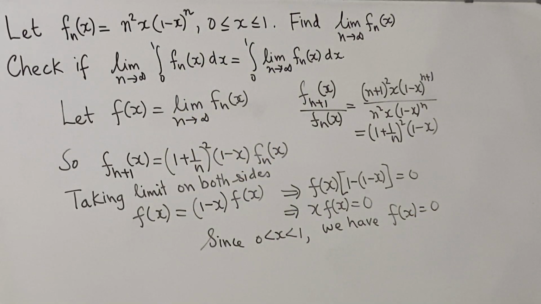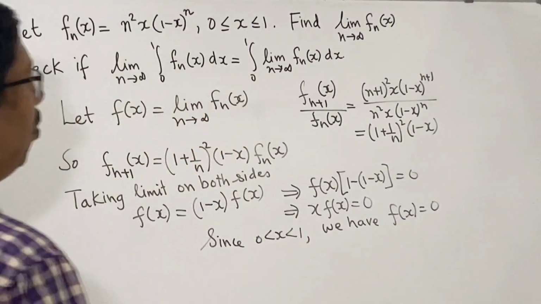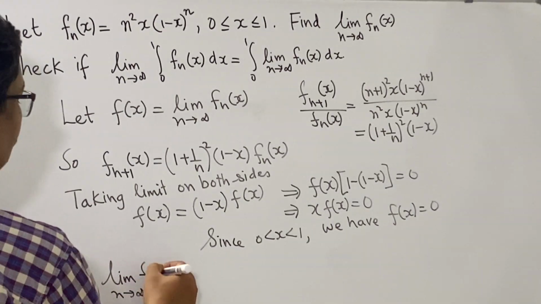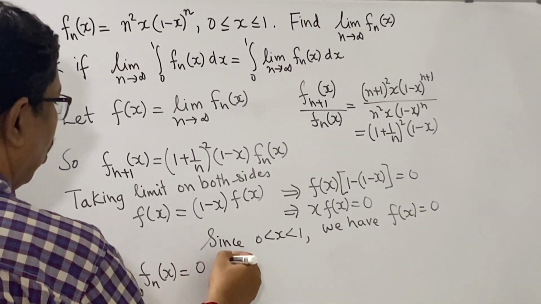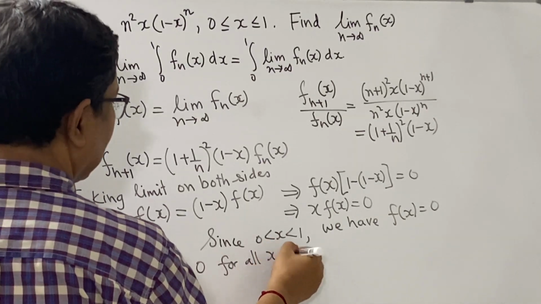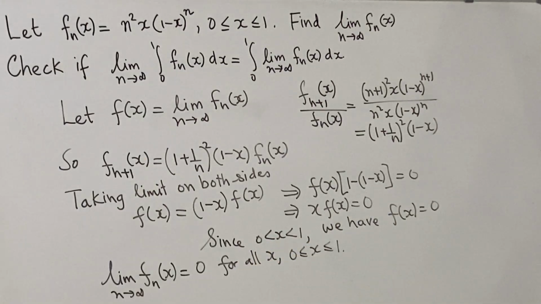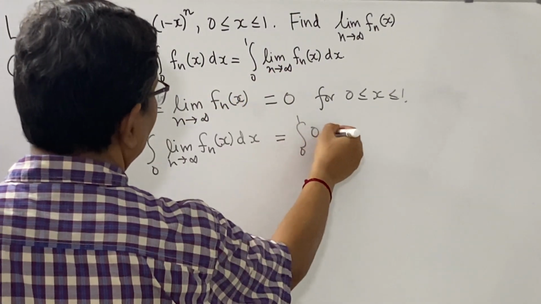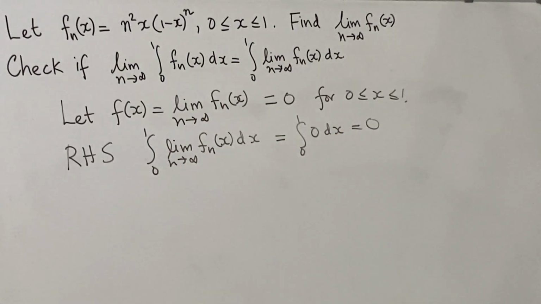So we have already seen that the limit when x is equal to 0 and x is equal to 1 is 0, and now we have shown that for any x between 0 and 1, the limit is again 0. So the limit as n goes to infinity of f_n(x) is equal to 0 for all x with 0 ≤ x ≤ 1. So the limit function f(x) is identically 0 on the closed interval 0 to 1. So the right hand side of this second equation is nothing but an integral of 0. So the right hand side is very easy, it is 0.